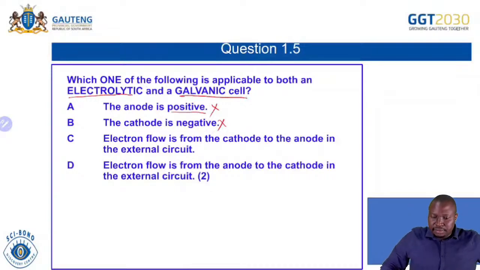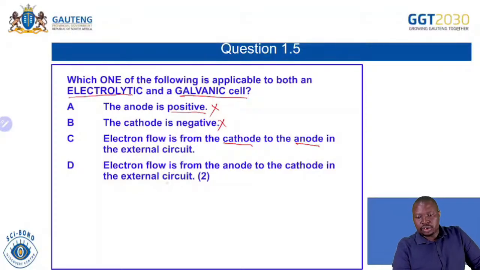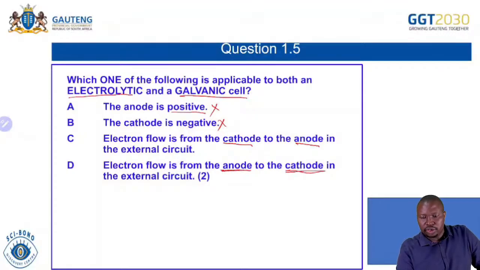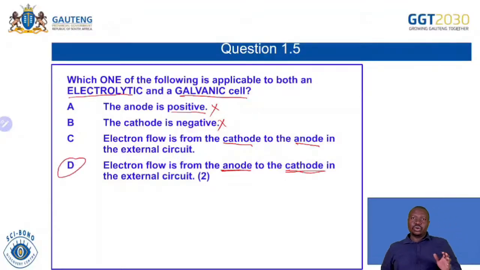Option C says electron flow is from cathode to anode. You will know that electron flow is always from the negative electrode, which is our anode, to the cathode. So whether it's a galvanic or electrolytic cell, electron flow will always be from anode to cathode. Don't forget that as you prepare: electrons always flow from anode to cathode.